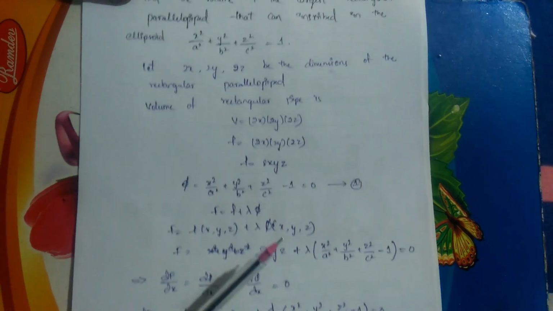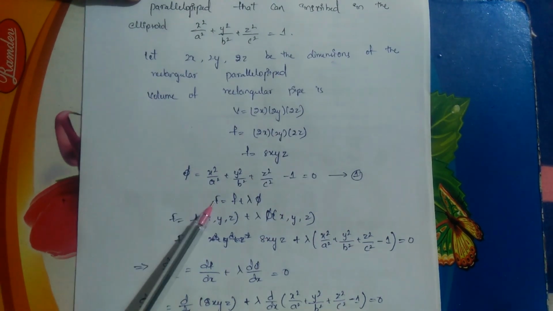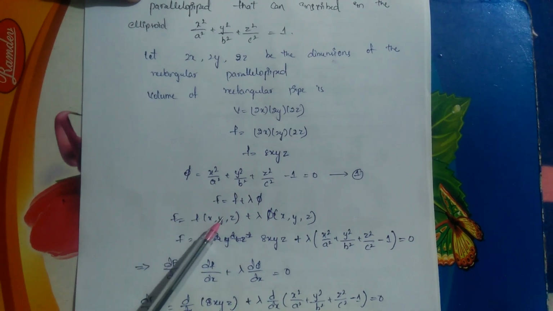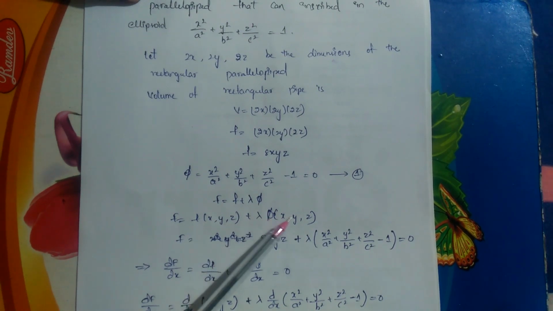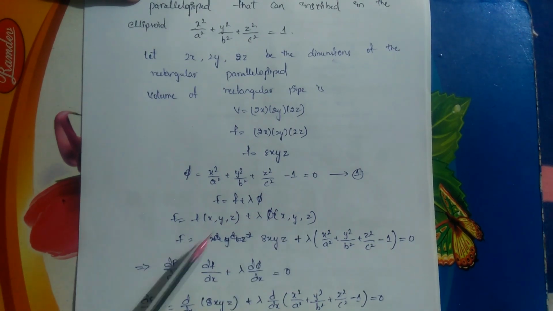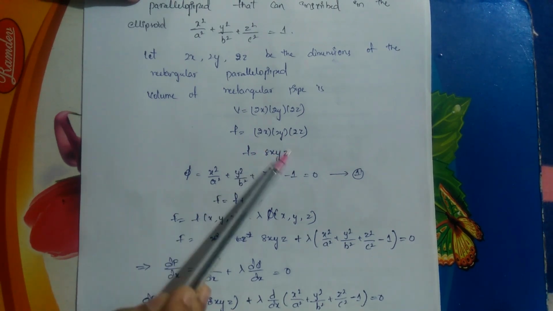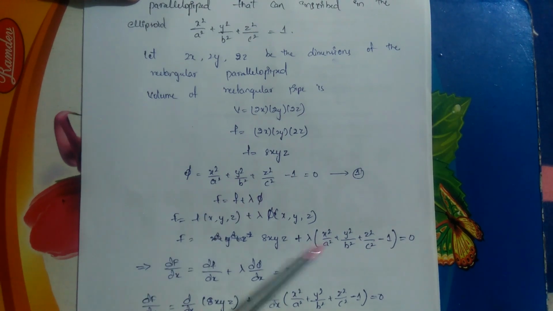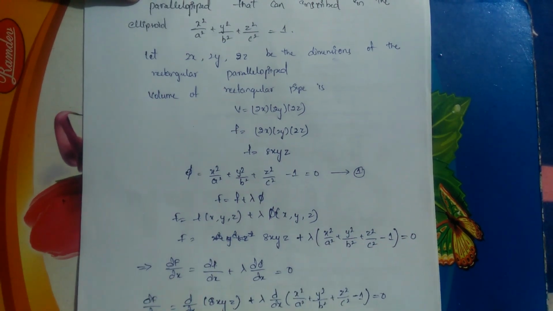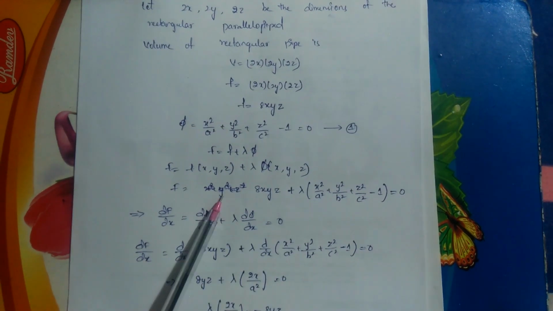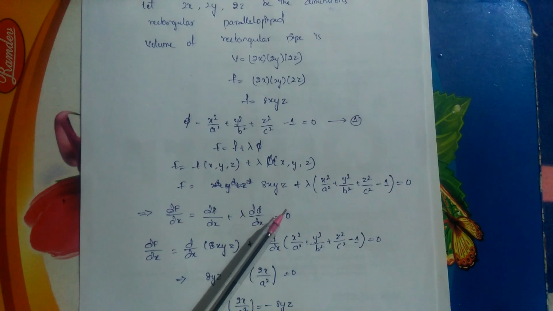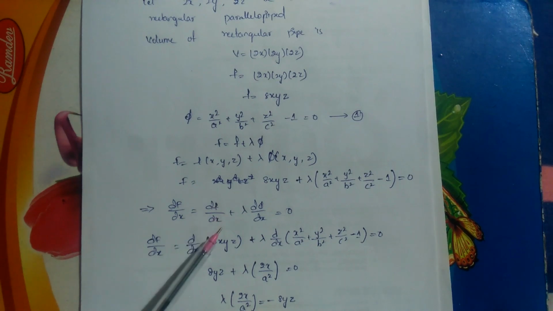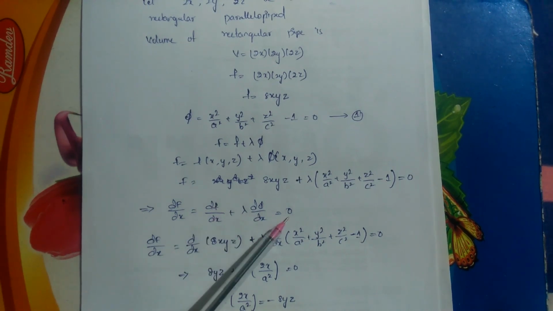Then we have Lagrange's multiplier as F = f + λφ. So we write F = f(x, y, z) + λφ(x, y, z), and we got F = 8xyz + λφ, which equals 0. Then we have to differentiate this function with respect to x, y and z. At first we differentiate with respect to x: ∂F/∂x = ∂f/∂x + λ ∂φ/∂x = 0.